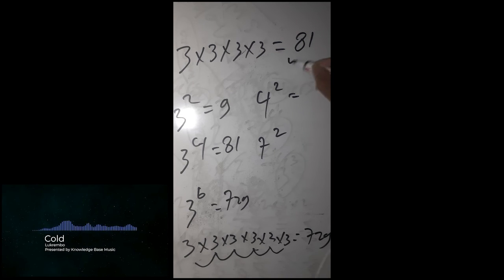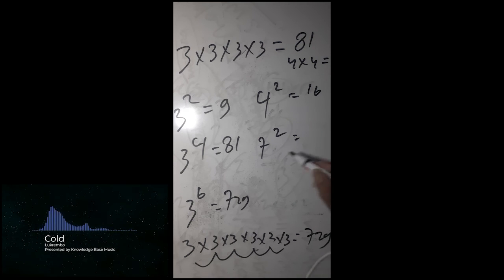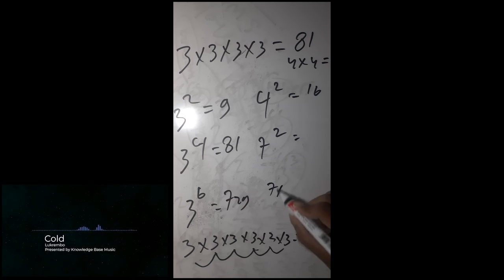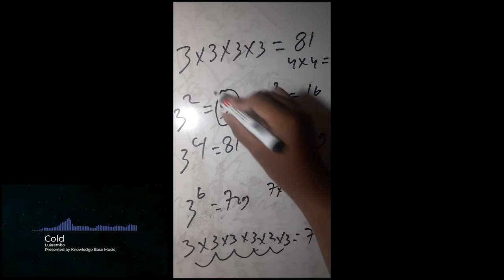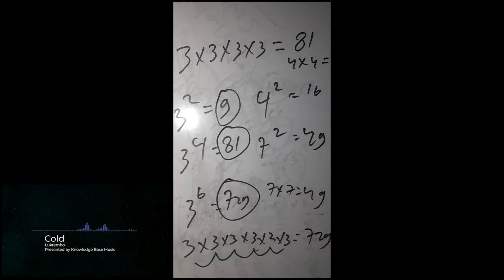Right now, 4 to the power of 2, as usual, is 4 times 4, only 2 times, 4 times 4. I'll write it here. We will have 16, so the answer is 16. For 7 to the power of 2, or 7 squared, you know the drill. I assume you already know how to do it, okay? So 7 to the power of 2 means 7 times 7. It is 49. So the answers are 9, 81, 729, 16, and 49.